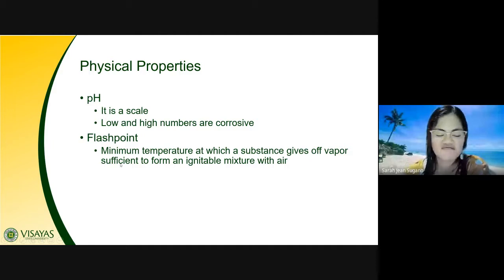And the flash point is the minimum temperature at which a substance gives off vapor sufficient to form an ignitable mixture with air. So it is the temperature at which it can ignite fire in the air and eventually cause explosion. So this is the flash point. It's measured in degrees Celsius or degrees Fahrenheit.